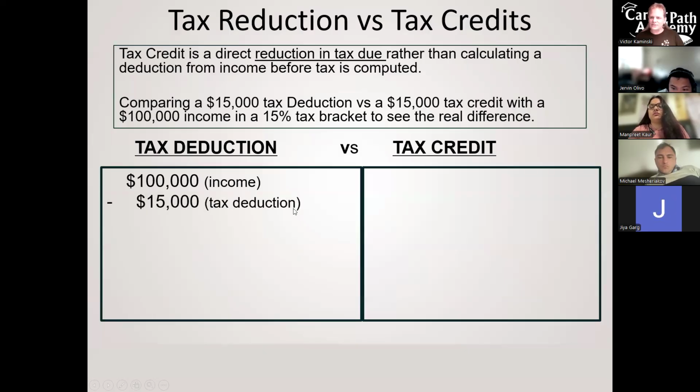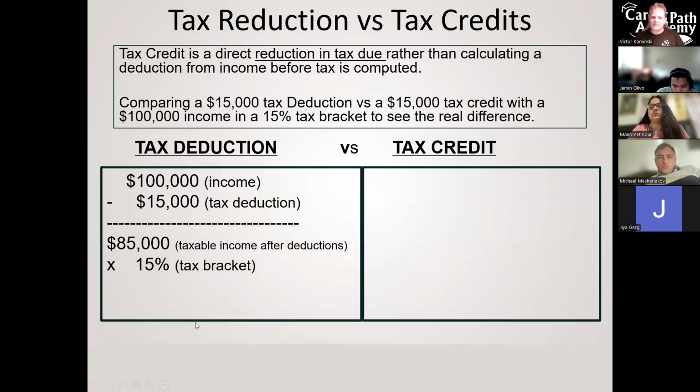So we got a $100,000 income with a $15,000 tax deduction. That leaves you with $85,000 of taxable income before you compute your taxes. And if you're in that 15% tax bracket, now you would owe $12,750 in your income taxes at the end of the year if nobody took out any taxes. Now, if you're doing a tax credit, your income's $100,000 a year.